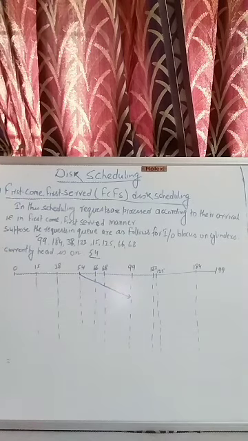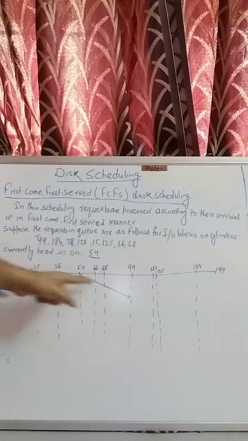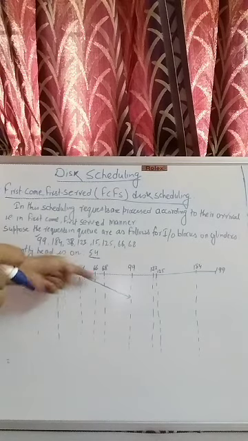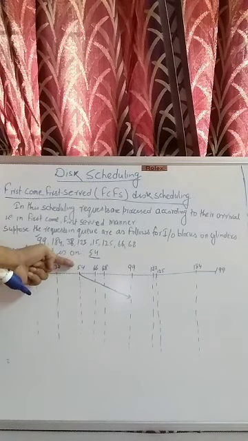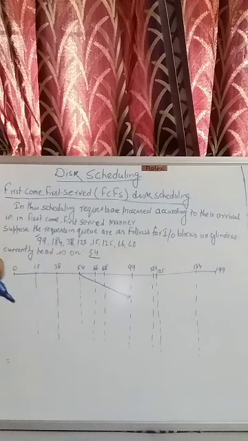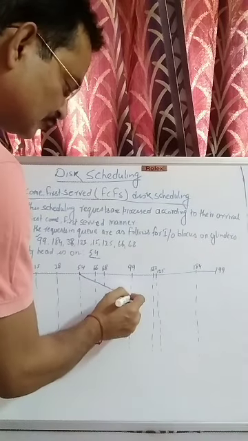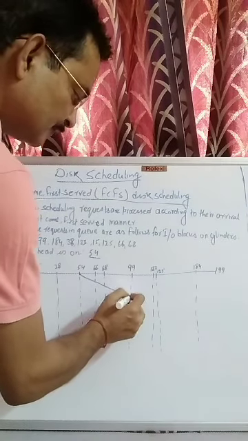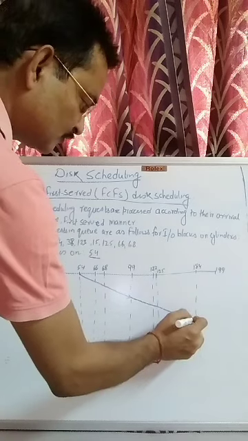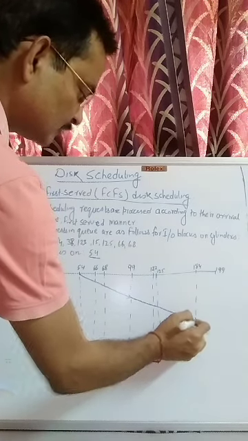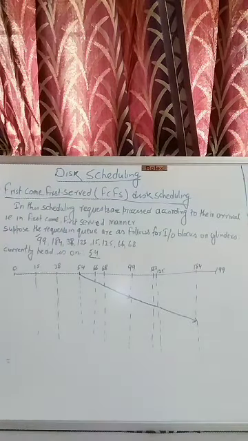This represents the time interval taken from cylinder 54 to 99, so we draw the arrow. Now from 99 the next request is 184. So the head is moved from 99 to 184.